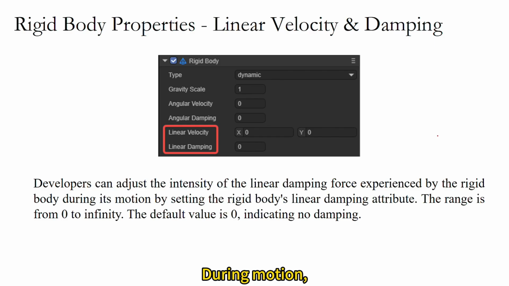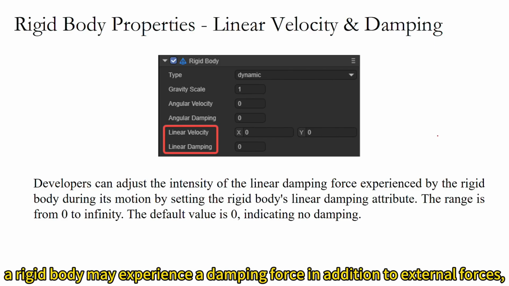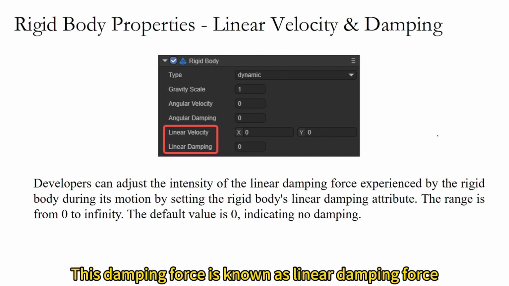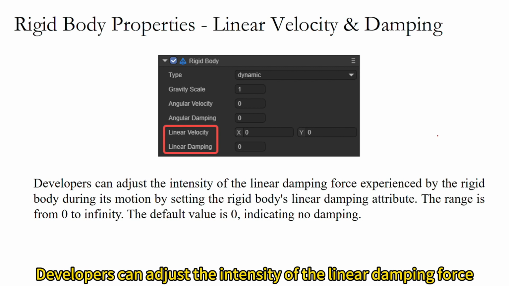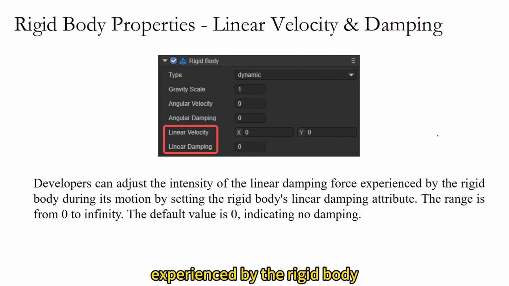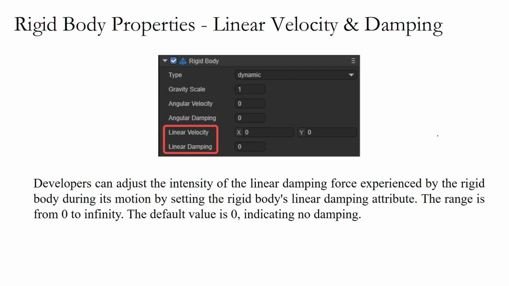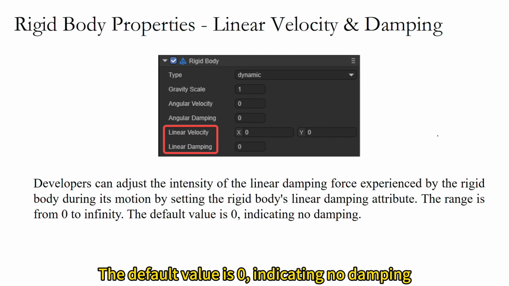During motion, a rigid body may experience a damping force in addition to external forces, which is proportional to its velocity. This damping force is known as linear damping force. Developers can adjust the intensity of the linear damping force experienced by the rigid body during its motion by setting the rigid body's linear damping attribute. The range is from 0 to infinity. The default value is 0, indicating no damping.